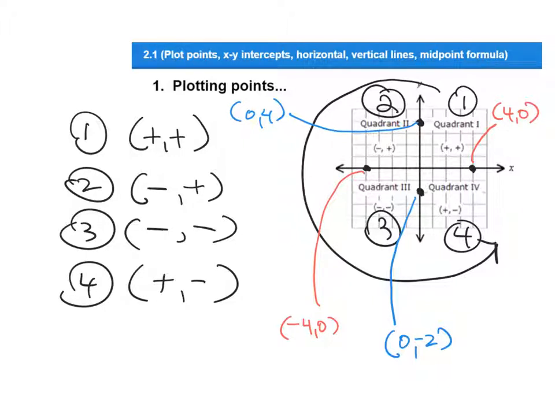So those are not considered in a quadrant. Anytime you have an ordered pair on the x-axis or the y-axis, you are considered not in a quadrant, but is considered either an x-intercept or a y-intercept.